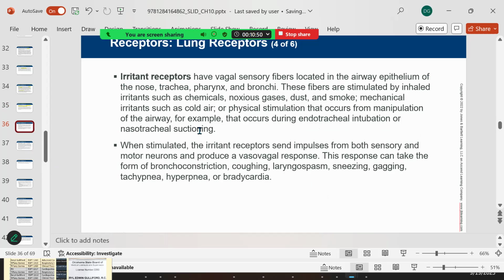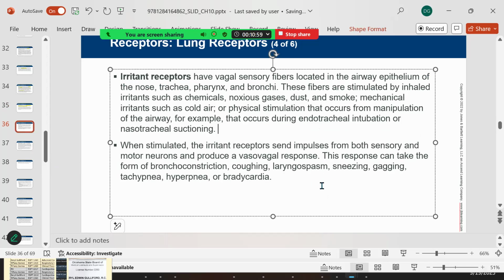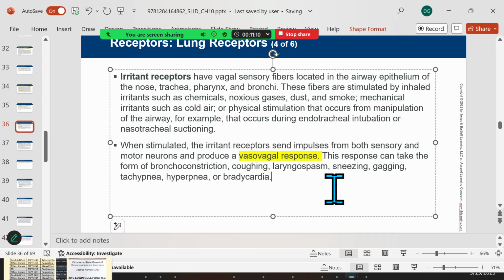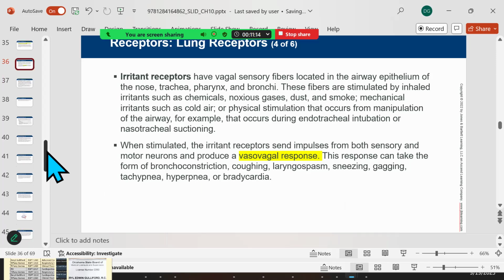Irritant receptors have vagal sensory fibers, and they will respond to any noxious chemical coming in, dust, smoke, whatever it may be. When stimulated, the irritant receptors send impulses from both sensory and motor neurons, and they produce what's called a vasovagal response, which is really pretty interesting. It happens a lot. We have to be very careful when we're suctioning, because when we suction, we may be stimulating that vagus nerve and causing the patient to have a significant response. Bradycardia is the one that worries us.